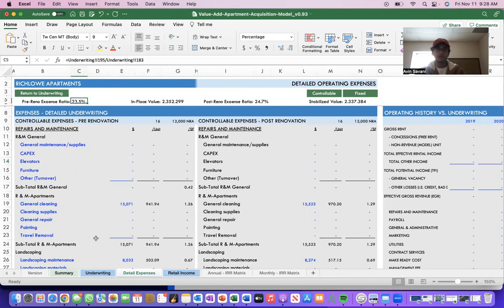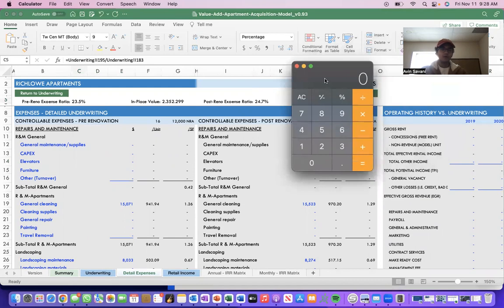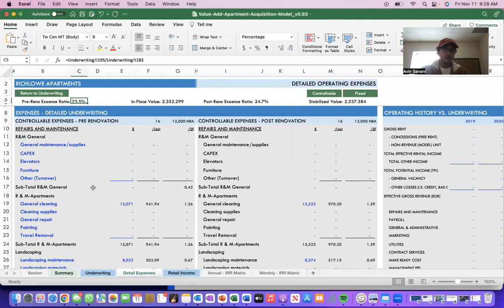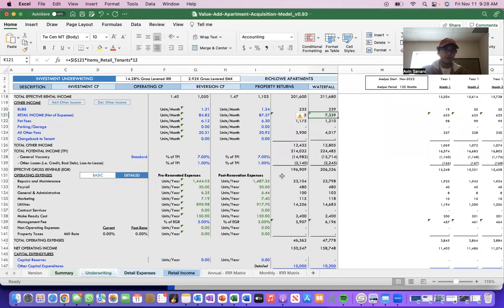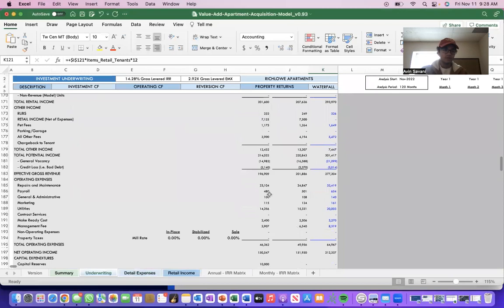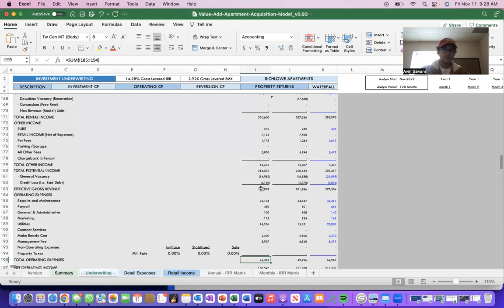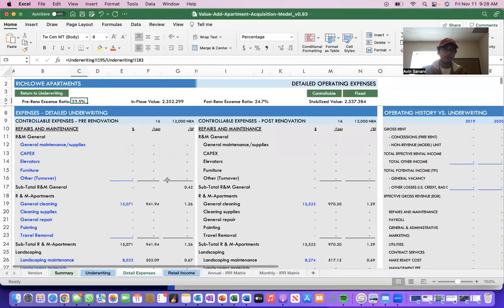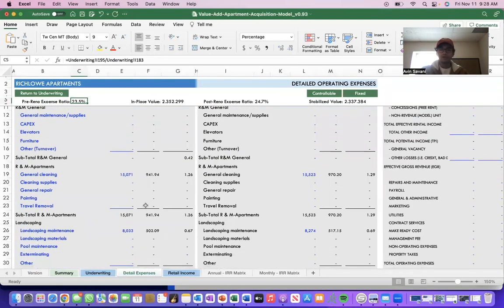So you'll see 23, if I open up a calculator here, just to verify this. Actually, it's already in the calculator. So I-195 in underwriting divided by I-183. If we go to I-195, it's going to be the total operating expenses, right? Divided by 183, which is the effective gross revenue, right? So that shows you how much you're spending on operating expenses. I would always say below 40% is fantastic. Below 50% even is solid.